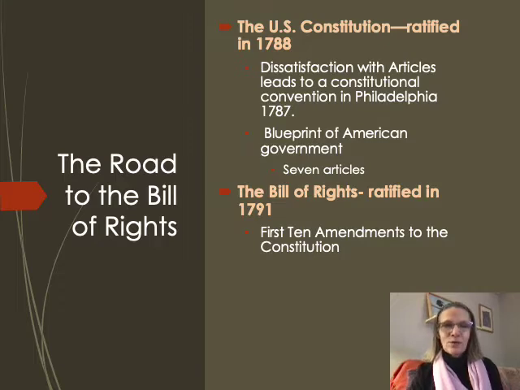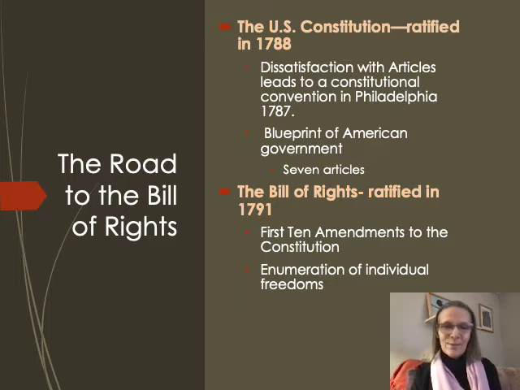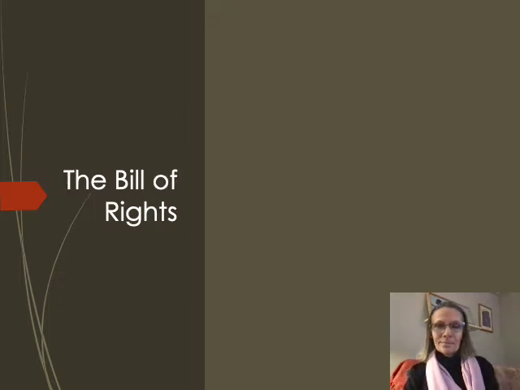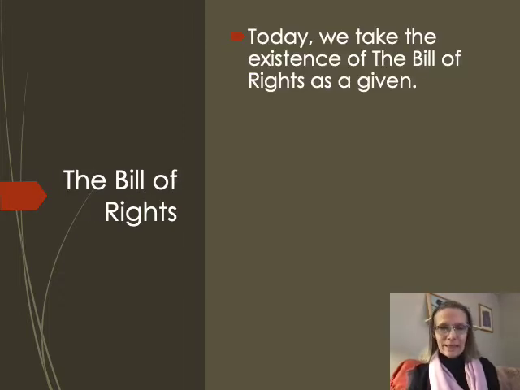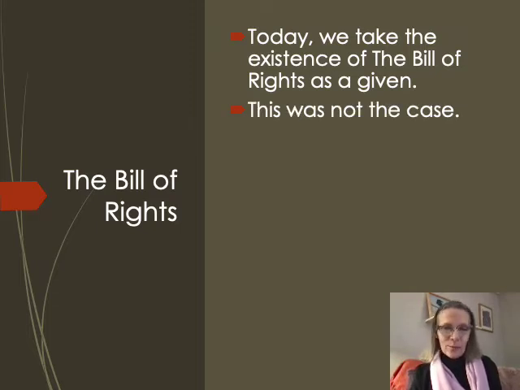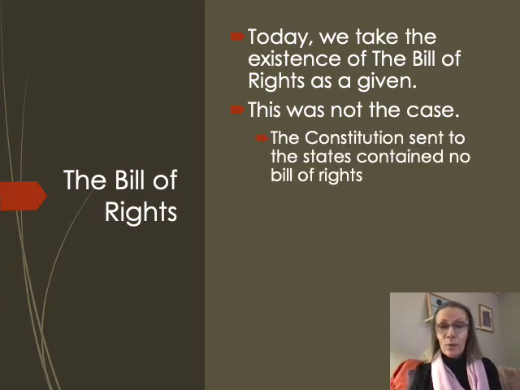And so the Bill of Rights, as you know, is the first 10 amendments to the United States Constitution. We are going to be spending the entire semester talking about the Bill of Rights, this enumeration of the freedoms that individuals have in the United States. So today we take the existence of the Bill of Rights as a given. You can't really even think about the Constitution without thinking about the Bill of Rights. But as we were just talking about, and as you're reading in your textbook, this was not always the case.